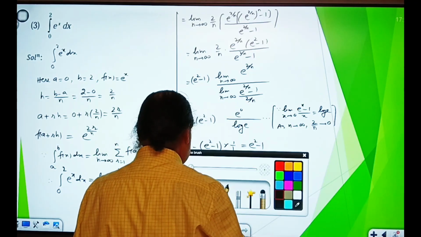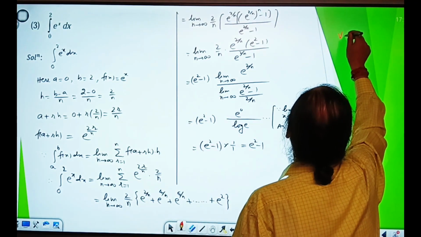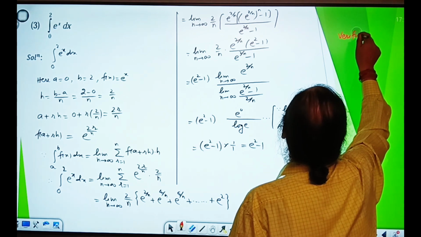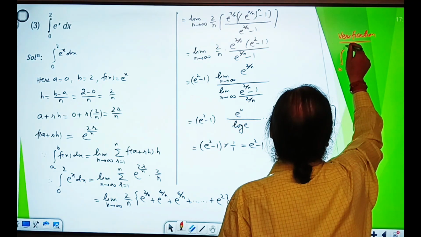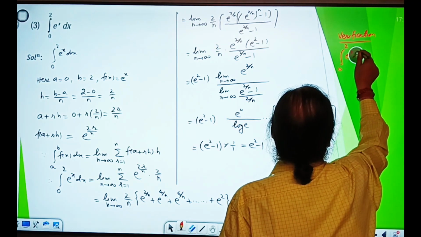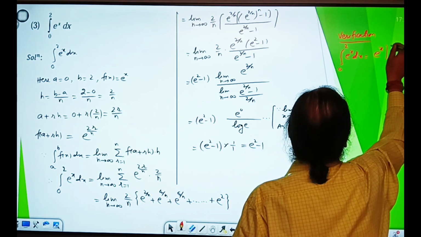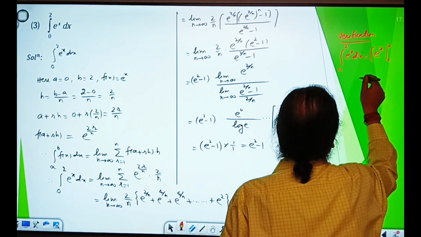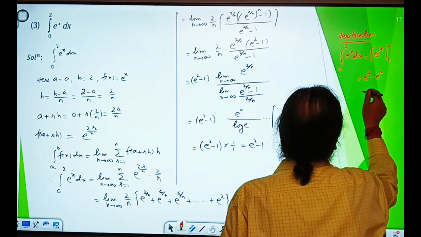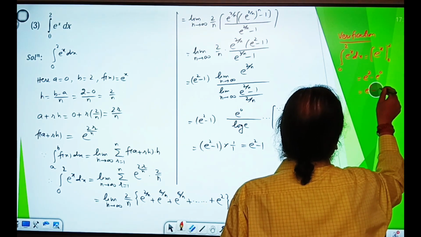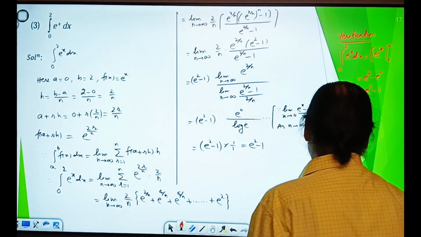Let us verify this. Integral 0 to 2 e raised to x. Integration of e raised to x is what? e raised to x between 0 to 2. Substitute upper limit e square minus e raised to 0, e square minus 1, which you are getting here: e square minus 1.